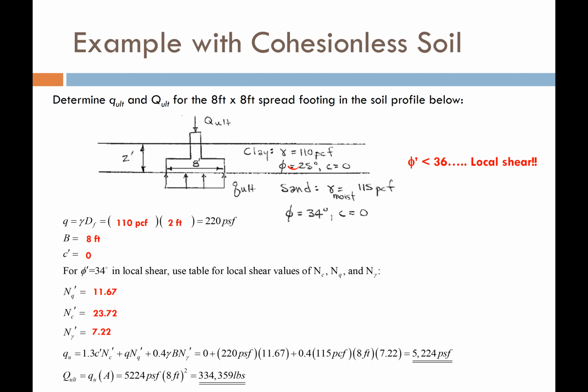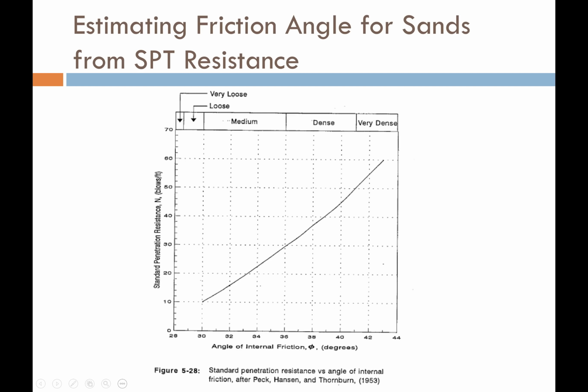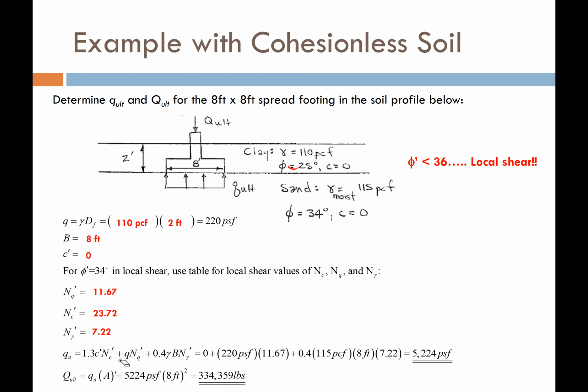But now I want the ultimate load, not the ultimate pressure. So all I have to do is multiply my pressure by the area that I'm dealing with. The area is an 8 foot by 8 foot square footing. Multiply pressure by area, and I get a force. The ultimate load that I can place on that area is 334,359 pounds. Okay, so a very simple example, but this is a good example of the type of problem you might encounter on the FE exam.